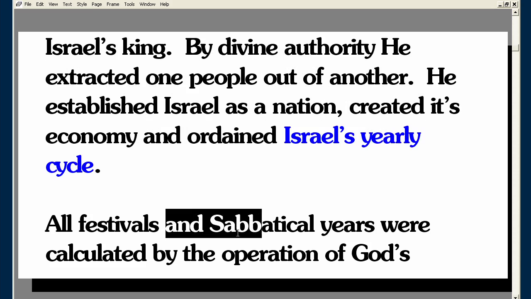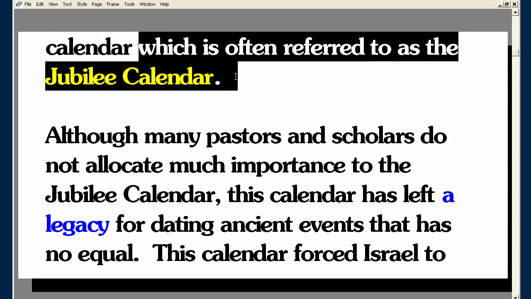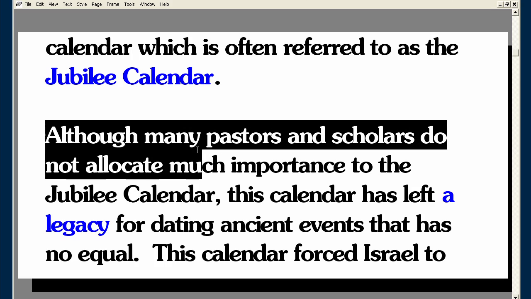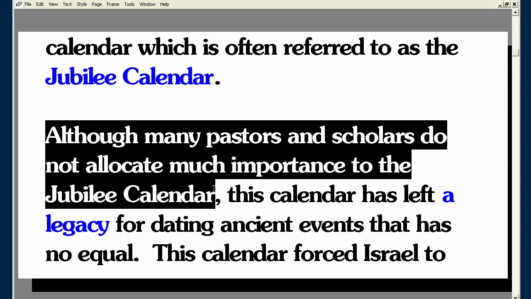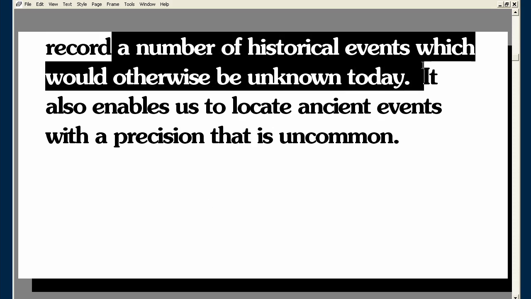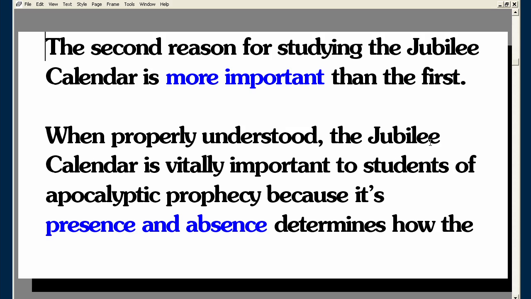All festivals and sabbatical years were calculated by the operation of God's calendar, which is often referred to as the Jubilee calendar. Although many pastors and scholars do not allocate much importance to the Jubilee calendar, this calendar has left a legacy for dating ancient events that has no equal. This calendar forced Israel to record a number of historical events which would otherwise be unknown today. It also enables us to locate ancient events with a precision that is uncommon.